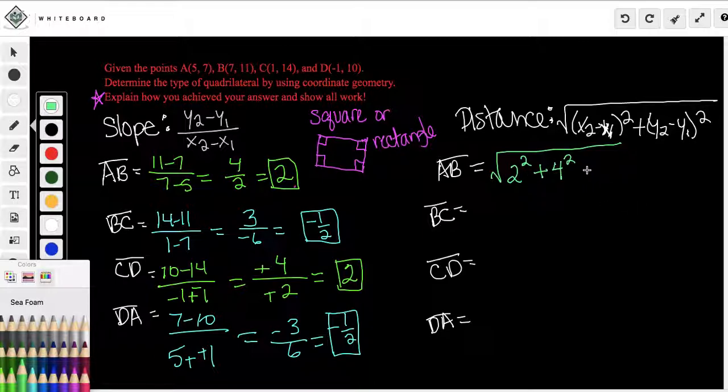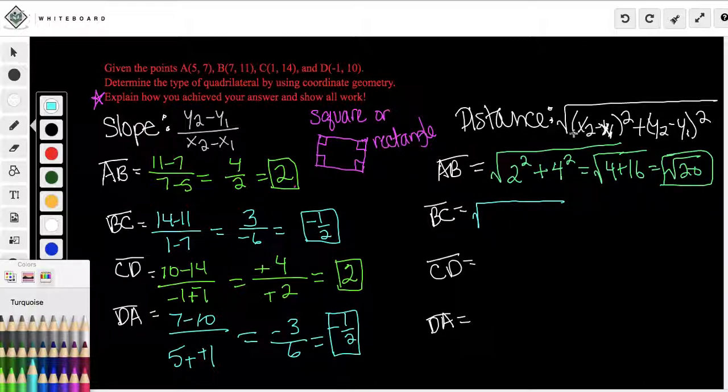So then we're just going to reduce this. So we have 2 squared equals 4 plus 4 squared equals 16, which equals the square root of 20. So the distance of line segment AB is square root of 20. We're going to leave it as square root of 20. We do not need to change it into anything else because all we're trying to do is compare here.